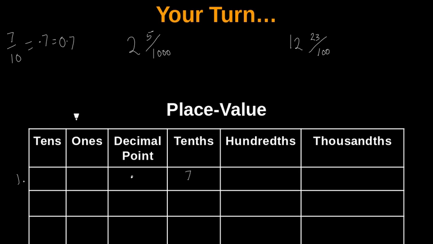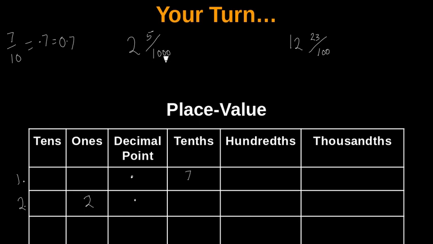All right, let's move on to the second question. 2 whole number 5 over 1,000. Now this is a mixed number. We have a whole number and we have a fraction with it. So this whole number, we've got to fix it first of all before we move on to our decimal point. 2 belongs to the ones place, so we fix in 2 right here. Then we'll put our decimal point before we begin with the fraction.